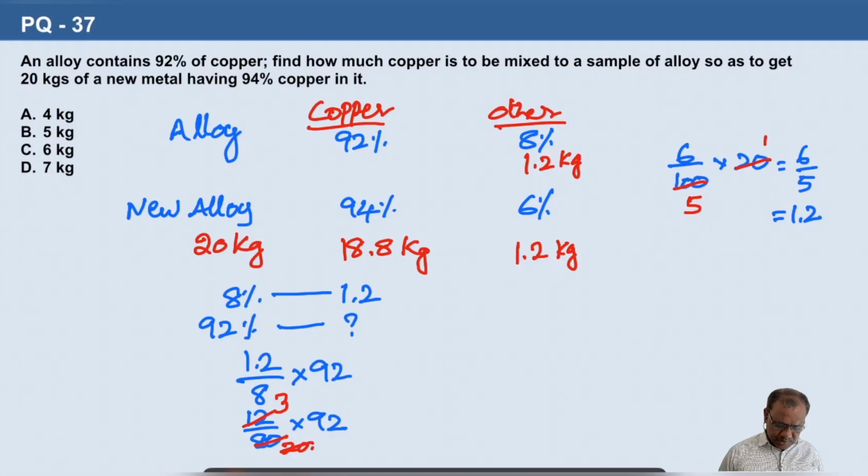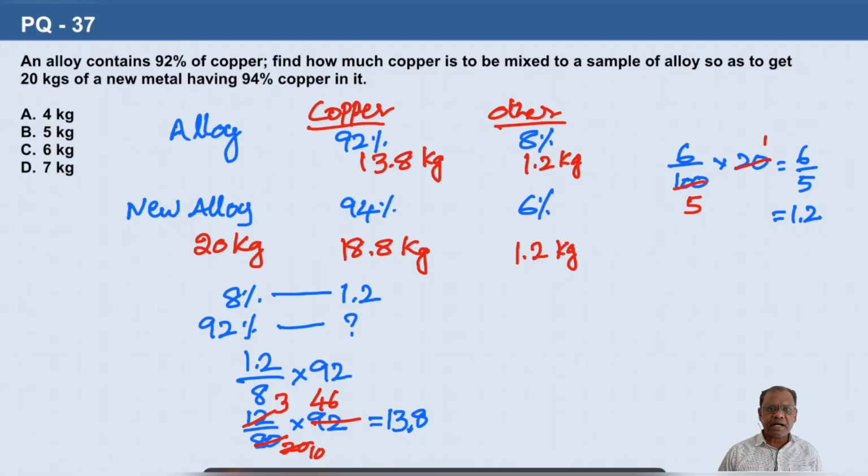And 2 tens, 2, 46. 3 into 46, 138 divided by 10 is 13.8. So 13.8 is the weight of copper initially.